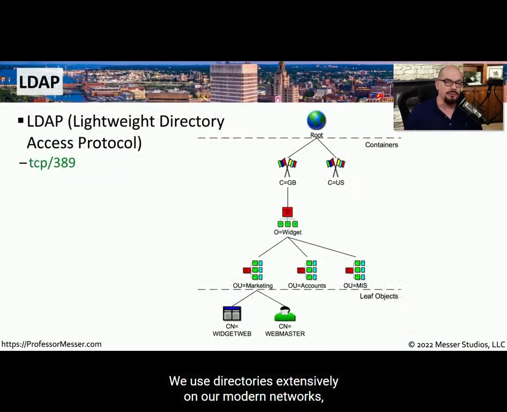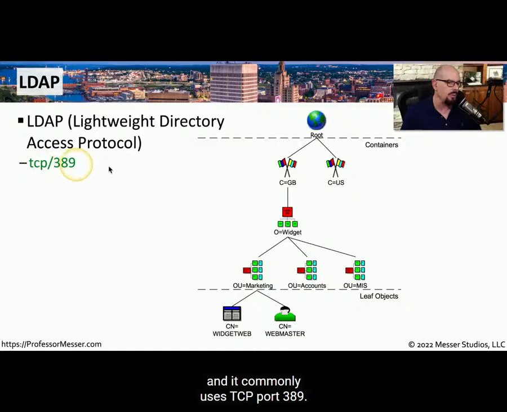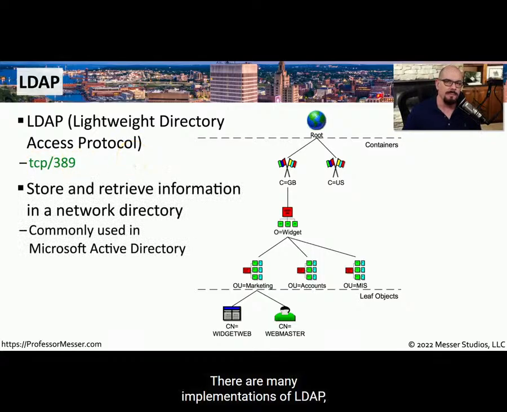We use directories extensively on our modern networks, and one very common protocol to use to query these directories is LDAP. LDAP is the Lightweight Directory Access Protocol, and it commonly uses TCP port 389. There are many implementations of LDAP, but one of the most popular is Microsoft Active Directory, which allows you to query that Active Directory server using the LDAP protocol.